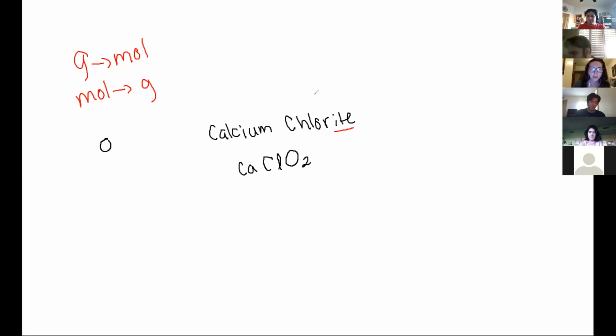And then chlorite has a -1 charge, right? And what's calcium's charge? +2. So with our crisscross method, right, our +2 is going to go over to chlorite and our -1 is going to go over to calcium. So calcium will stay without a subscript, but chlorite is going to get an extra little 2 over here.